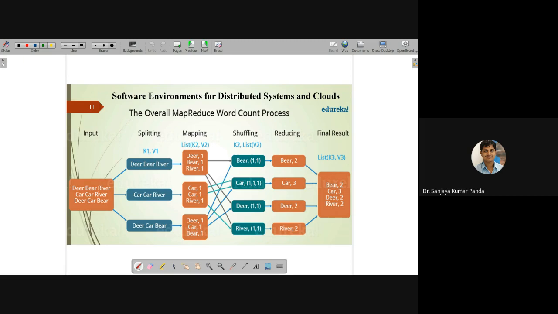So let me write here how many times D is repeated. Let us represent it by first letter. How many times B is repeated? How many times R is repeated? How many times C is repeated?